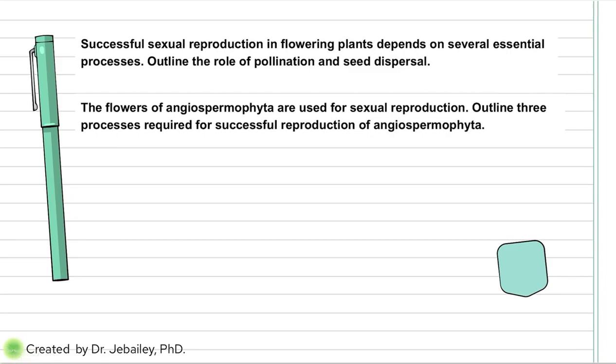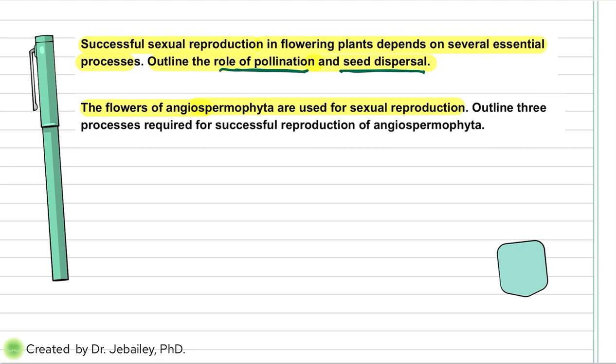Next, it says, successful sexual reproduction in flowering plants depends on several essential processes. Outline the role of pollination and seed dispersal. So we're talking about pollination and seed dispersal. Now look at the next question. The flowers of angiospermophyta are used in sexual reproduction.